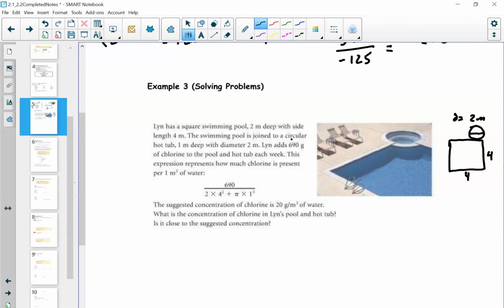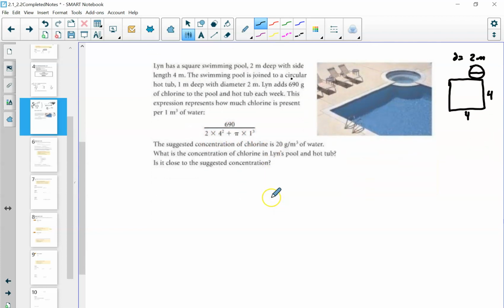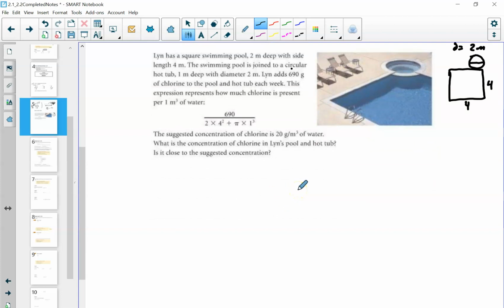Okay, Lynn adds 690 grams. Oh, okay, so we're dealing with volume here too as well. And putting liquids into other liquids. 690 grams of chlorine to the pool and the hot tub each week. This expression represents how much chlorine is present per 1 meter cubed of water. So that's volume. 690 grams of chlorine for that. The suggested concentration of chlorine is 20 grams per meter cubed. What is the concentration of chlorine in Lynn's pool and hot tub?